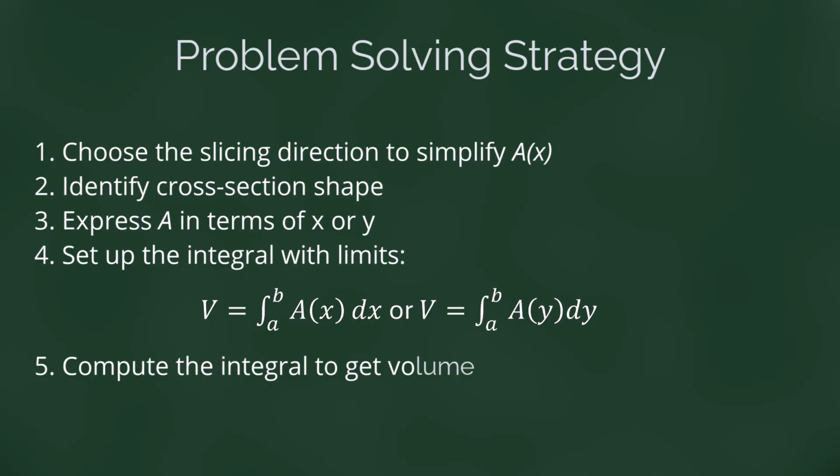In order to solve any volume problem, we need a strategy. What we're going to do is choose our slicing direction so that our cross-sections have as simple an area formula as we can come up with. We'll then identify the shape of that cross-section, express our area as a function of either x or y, depending on the direction we've chosen to slice, set up an integral with appropriate limits, so that our volume is either the integral from a to b of A of x dx, or the integral from a to b of A of y dy, and then we'll compute that integral using appropriate integration techniques.